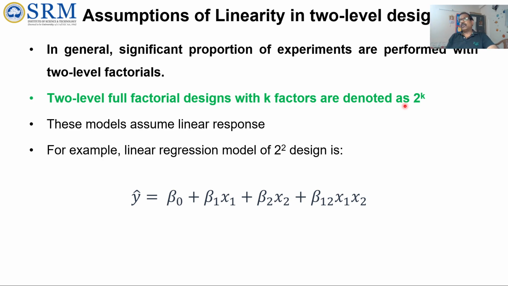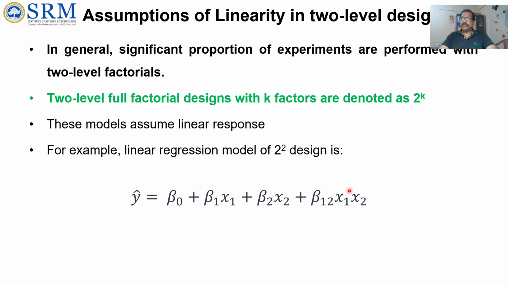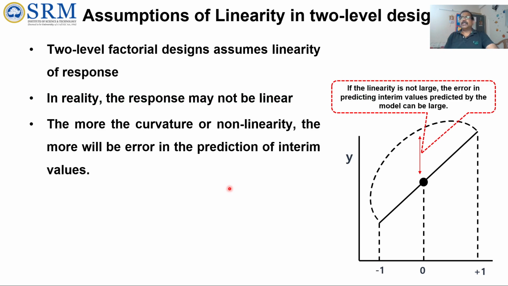So if we have a 2 power 2 design, this is the linear regression model: beta 0 plus beta 1 x1 plus beta 2 x2 plus beta 12 x1 x2. Here x1 and x2 are factor 1 and factor 2, and beta 1 and beta 2 are the coefficients for the factors. Beta 12 is the interaction effect of combining x1 and x2. In general, a two-level factorial design assumes linearity.